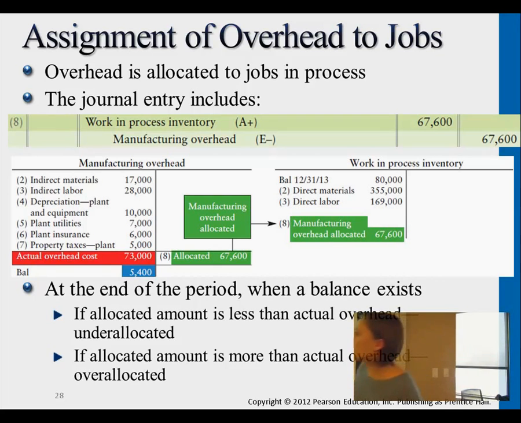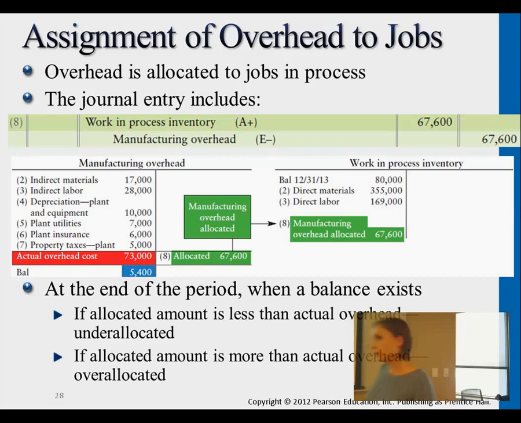Your actual overhead cost is going to be on your left, and it's going to sum up your indirect materials, indirect labor, and so on, to the actual overhead cost, right? Now you're going to have a balance. The balance is what differs. If your balance is on the right, it means you allocated more than your actual overhead. If it's on the left, it means your actual is higher than allocated. So this is the difference. You need to see where you're writing your balance. But your allocated is going to be on your right, and your actual is going to be on the left because of how you record your overhead.